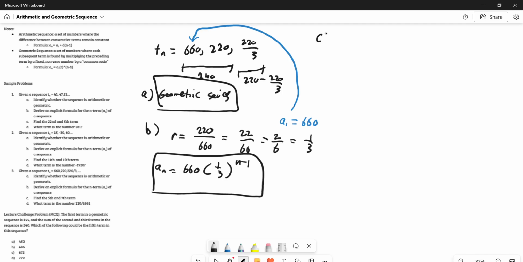Okay, part C. Find the 5th and 7th term. Okay, 5th term, my bad. The 5th term is 60 times 1 over 3 to the power of 5 minus 1. So a sub 5.